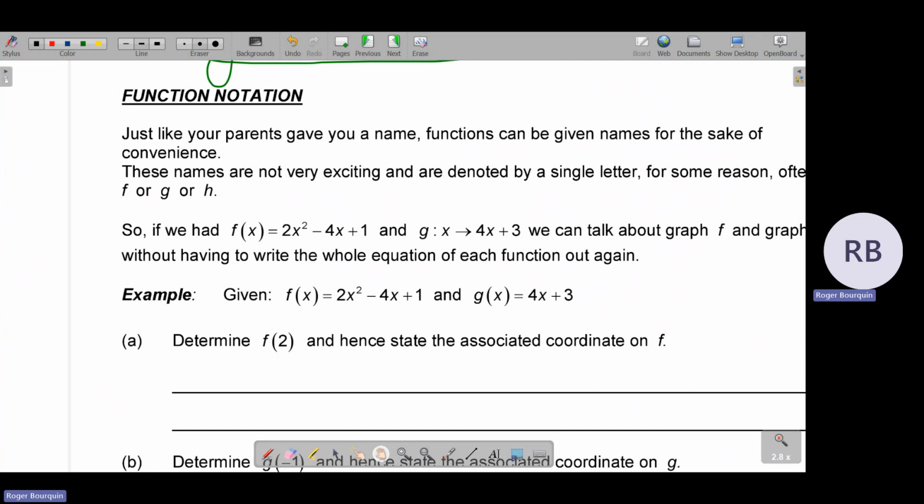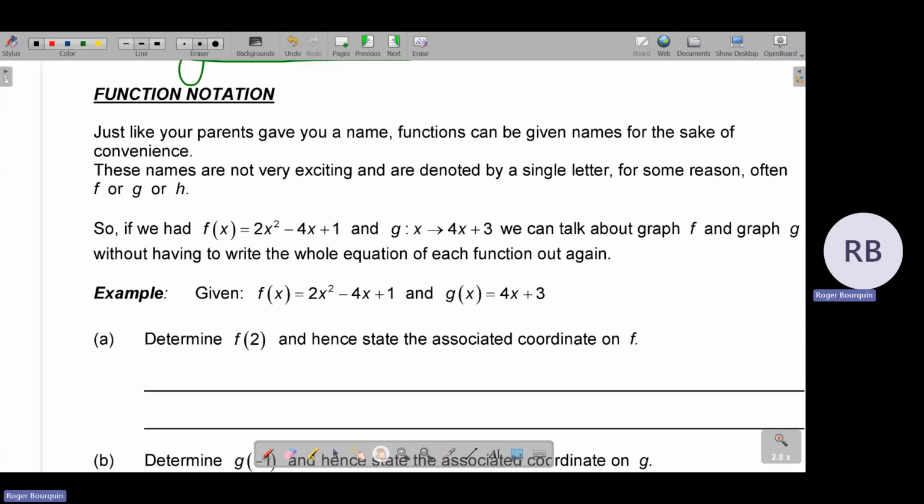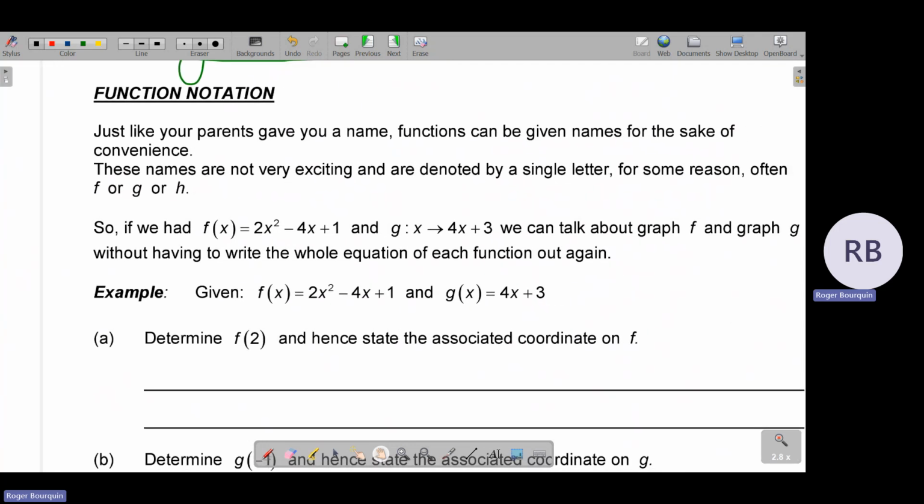Just like your parents gave you a name, functions can be given names for the sake of convenience. These names are not very exciting and are denoted by a single letter. For some reason, often f or g or h.